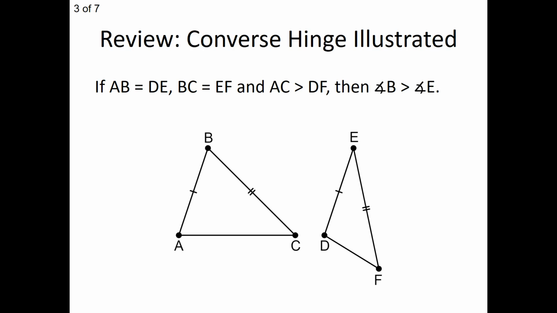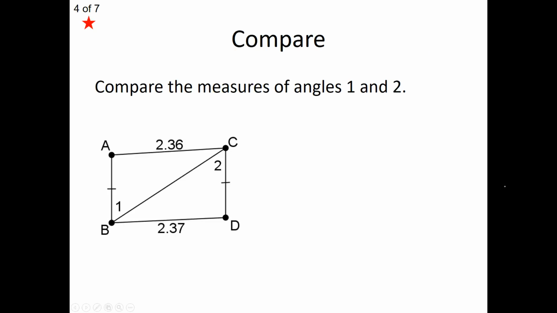The converse, then: we still have two sides of the first triangle equal to two sides of the second, but this time we're given that the third side of the first is greater than the third side of the second, then we can compare the angles opposite of those sides. In other words, since AC is greater than DF, that means we can claim angle B is greater than angle E. Now we're going to use these in some application problems and in some application proofs.